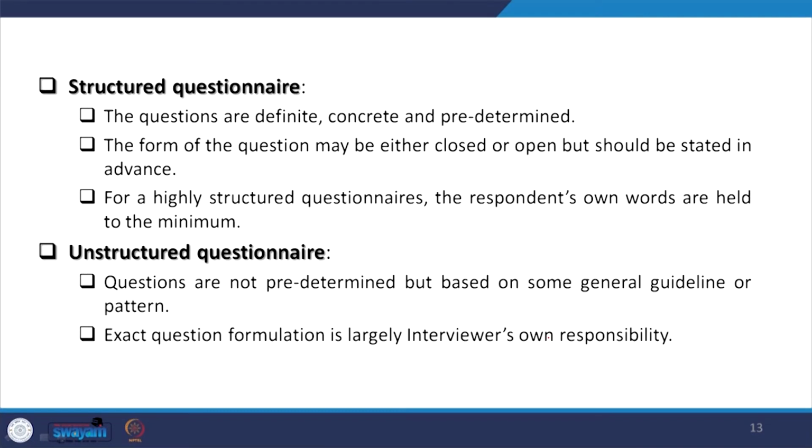And it is for a highly structured questionnaire. The respondents' own words are held to the minimum. So, since we are explaining STATA, handling STATA, while you develop your questionnaire, I will suggest that you please mix both quantitative as well as qualitative questions in the questionnaires.